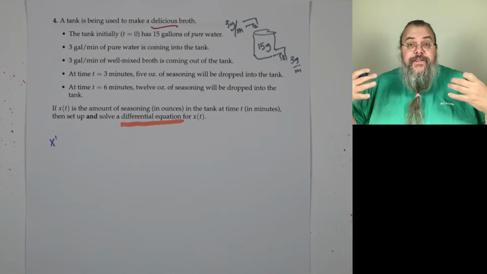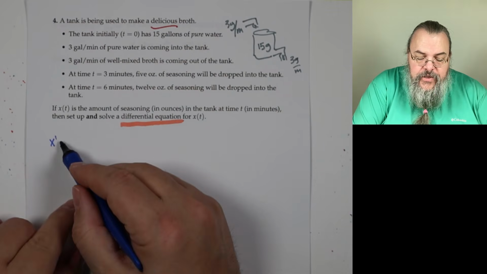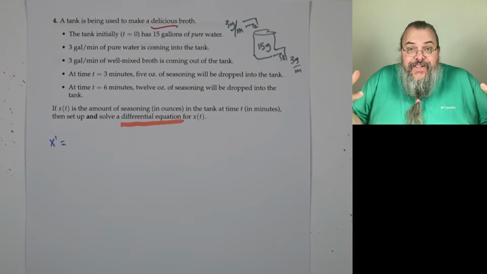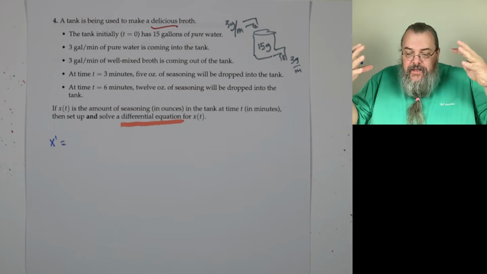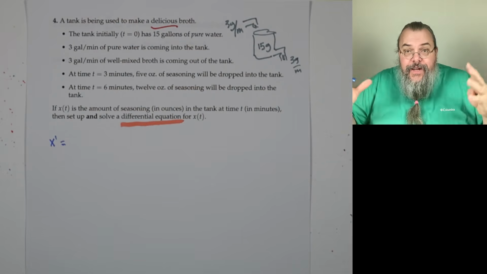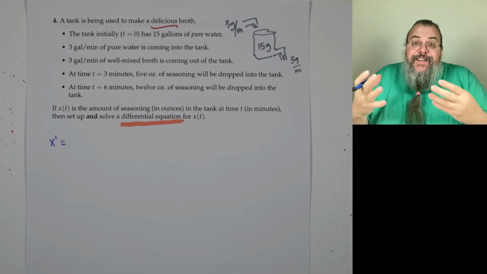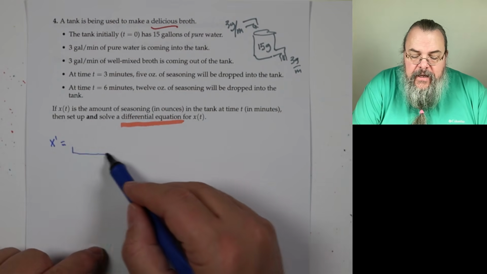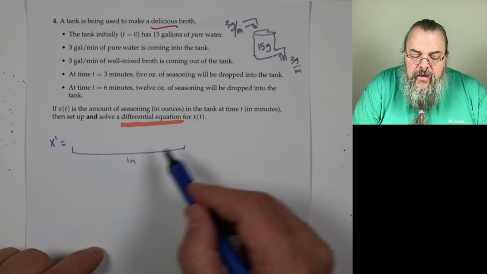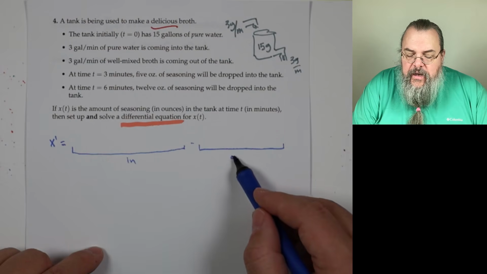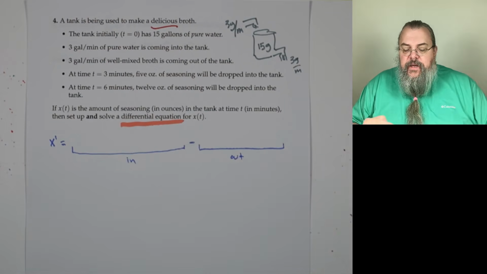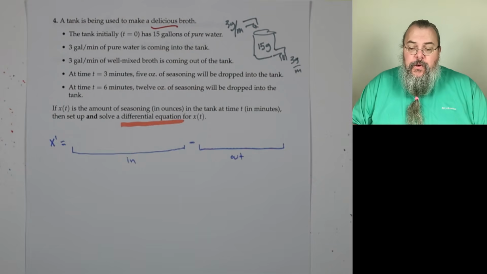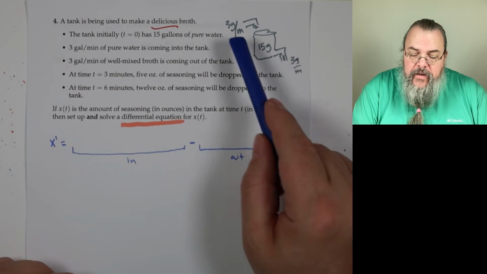Now x prime is the change. So when we're looking for change, we realize, I can't spontaneously create seasoning. It's not like we said, and then there was seasoning, and so let it be done. No. It has to come from somewhere, or it has to go somewhere. So we have to look at the in, and then we have to look at the out. Now, hopefully, I gave myself enough space, but we'll figure it out. So let's talk about the in.